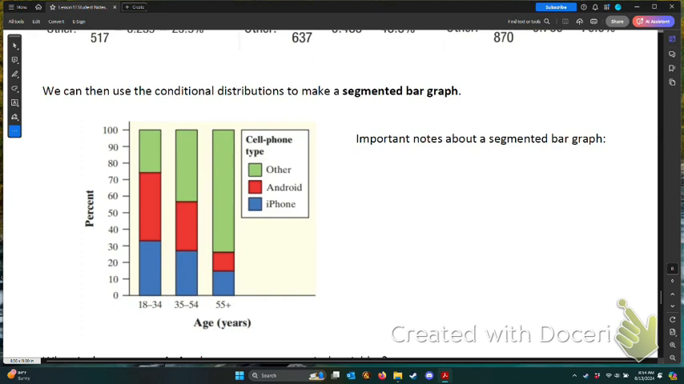Depending on what age group you're in, must mean that there's a difference in the type of cell phone you might have, right? If I know that I have picked a 55 plus person, what type of cell phone am I going to guess they have? Other, right? If I pick an 18 to 34-year-old, what type of phone am I going to guess they have? Probably an Android or maybe an iPhone, right? But I'm not going to probably guess other, right? These look different, okay? So our segmented bar charts can help us identify if there's an association or something going on here, okay?